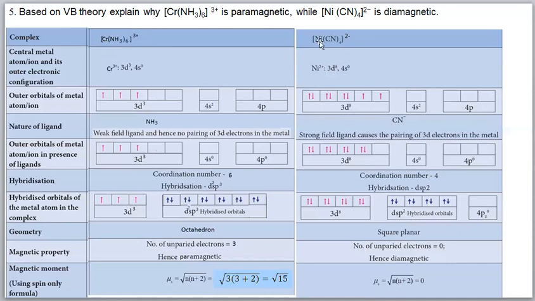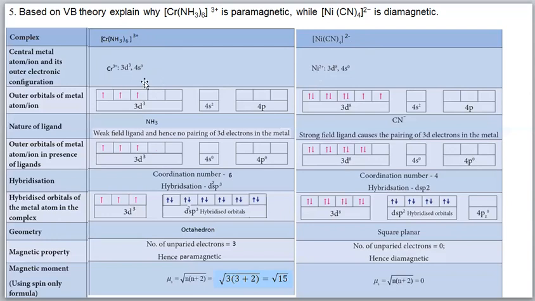Okay. Here nickel, you see nickel's state is unknown, X. CN is minus 1, 4 minus is there, 4 CN is there. So X minus 4 equal to minus 2. X minus 4 equal to minus 2. So X equal to minus 2 plus 4. So plus 2 we will get. So nickel charge is plus 2, oxidation state plus 2. Here chromium oxidation state is plus 3.